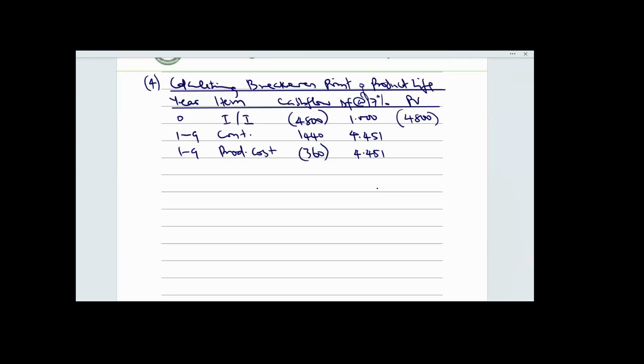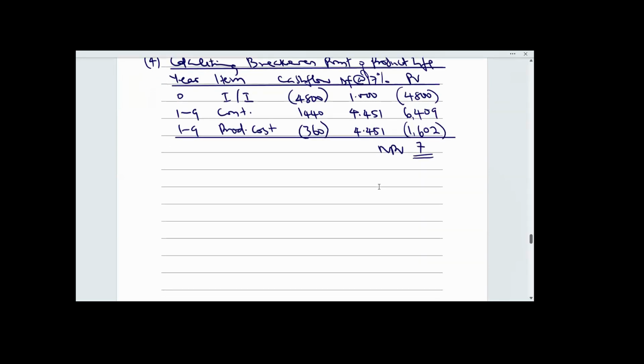Multiply by, yep, 6,409 for contribution. For production cost, negative 1,602. So the difference will then be equal to 7. The difference is 7 NPV. That's the NPV of the reduced life. All right, let me write it: NPV of the reduced life.